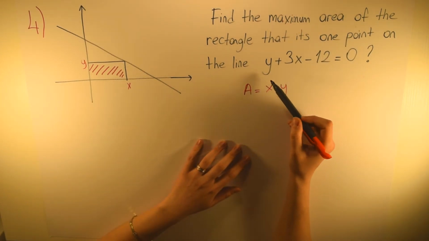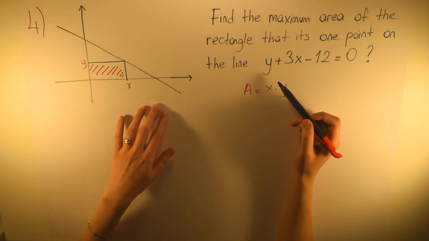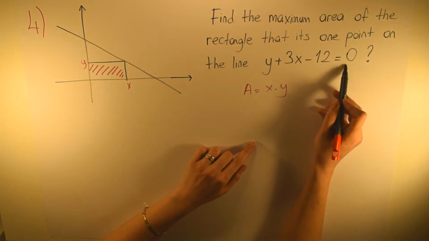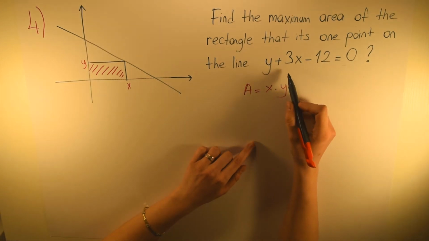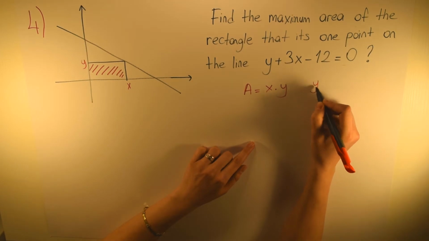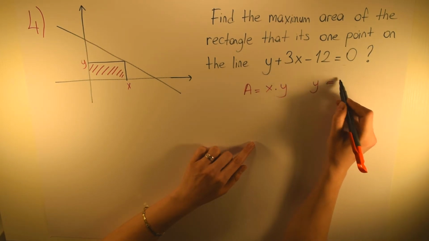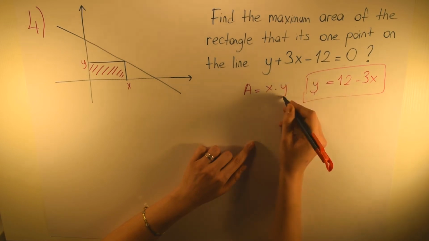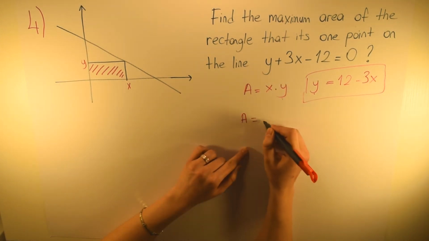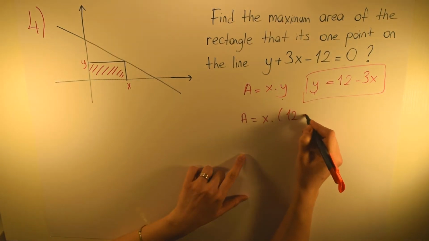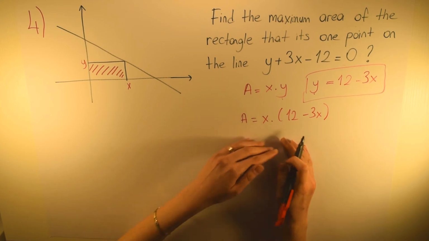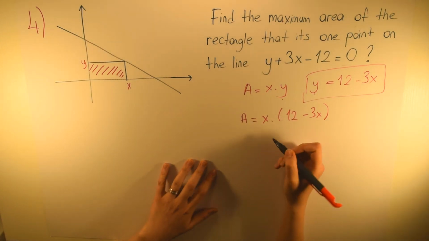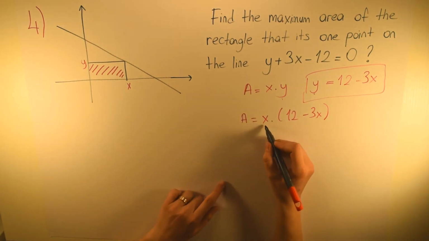Here I know that one point of this rectangle is on this line, which means I can use this equation for our question. When I leave y alone, I will get 12 minus 3x, right? So I can use this y in this formula. Our area formula would become x times 12 minus 3x. Now the area is dependent on the value of x. I got rid of y, so the only thing our area depends on is the value of x here.